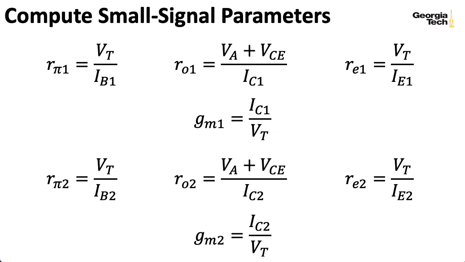Anyway, however you want to compute those bias currents, let's suppose you computed the bias currents, and then you can plug those into your expressions to get the raw input and output impedances for the transistors, the raw emitter resistances of the transistors, and the raw transconductances of the transistors. And now we can use those parameters in our small signal analysis.